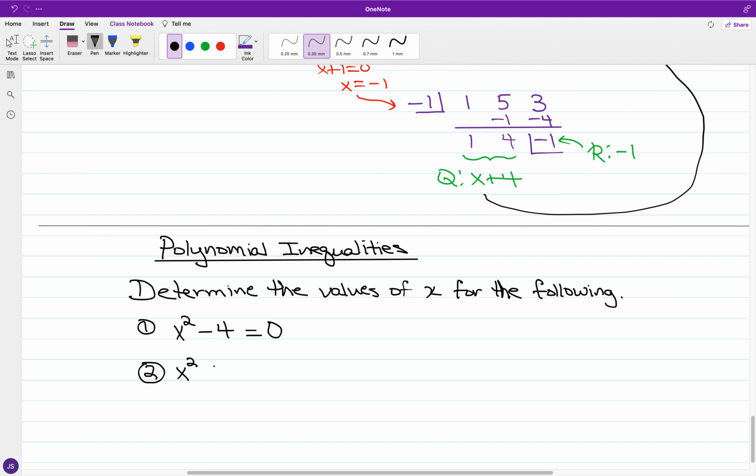And we'll say that we're looking for the values of x such that x squared minus 4 is less than 0, and it's also where we have x squared minus 4 is greater than or equal to 0. Okay, so in the first part, we have x squared minus 4 is equal to 0.